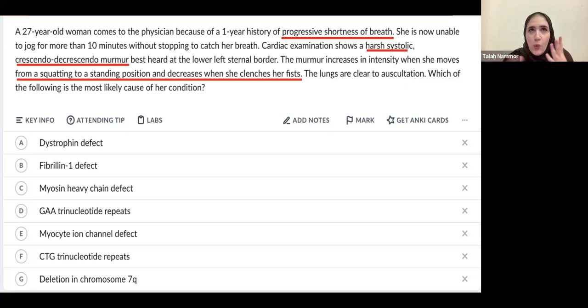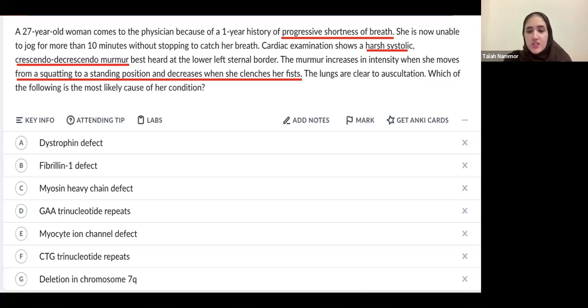What is it called? Not mutation, a defect. What kind of cardiomyopathy do you guys think she has? Septal hypertrophic, yes, hypertrophic cardiomyopathy, right? Okay, this is basically the murmur that increases in intensity when she moves from a squatting to a standing position. Basically, this is the Valsalva maneuver, okay?